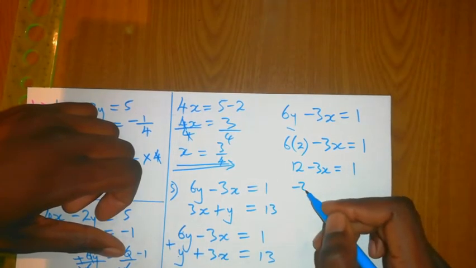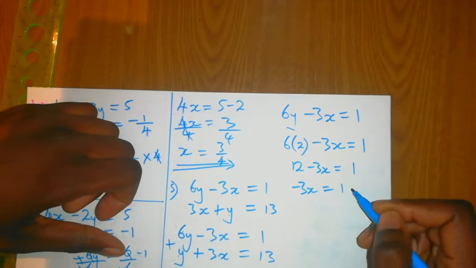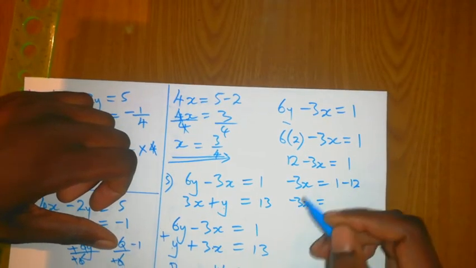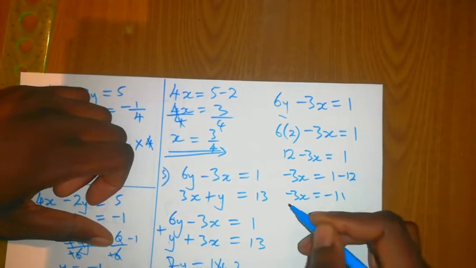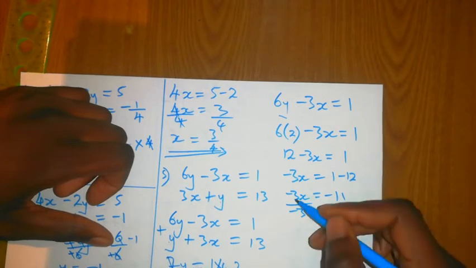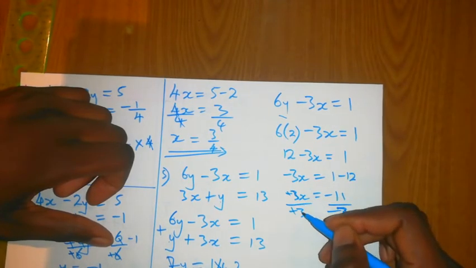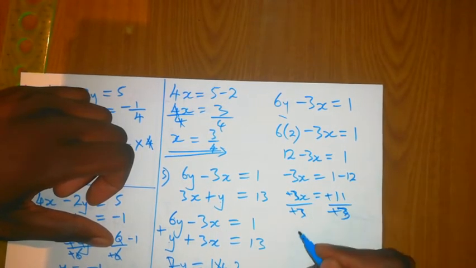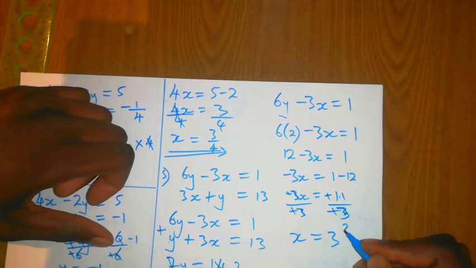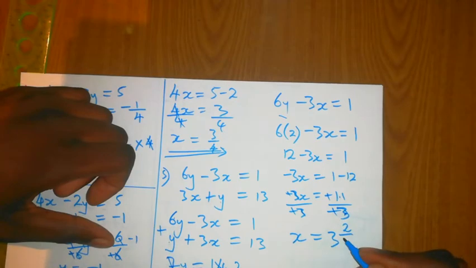I'll then collect my like terms. 1 minus 12, then minus 3x is equal to minus 11. Divide both sides by -3. I'll cancel my negative. So my x is equal to 3 into 11, that's a 3, remainder 2 over 3.